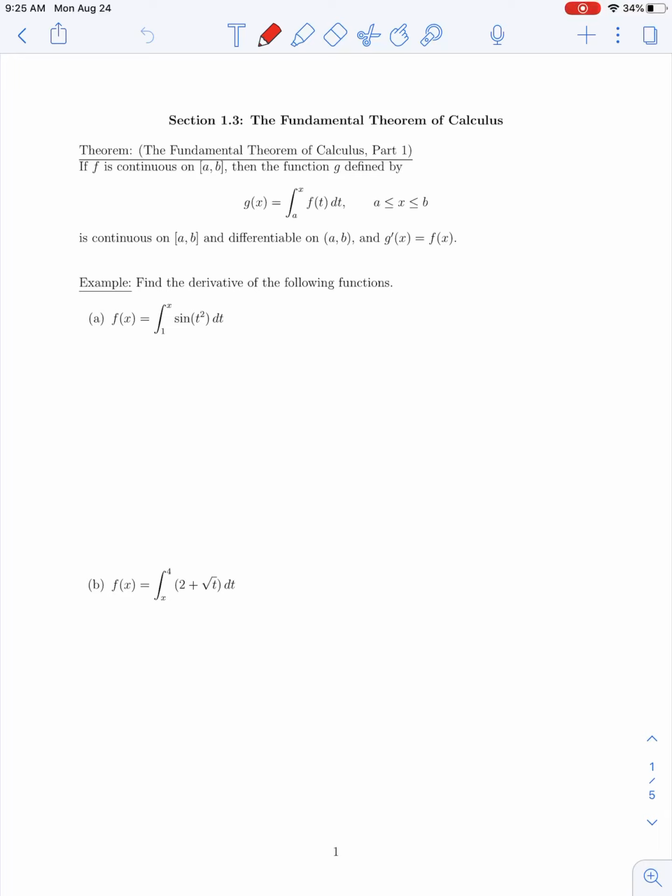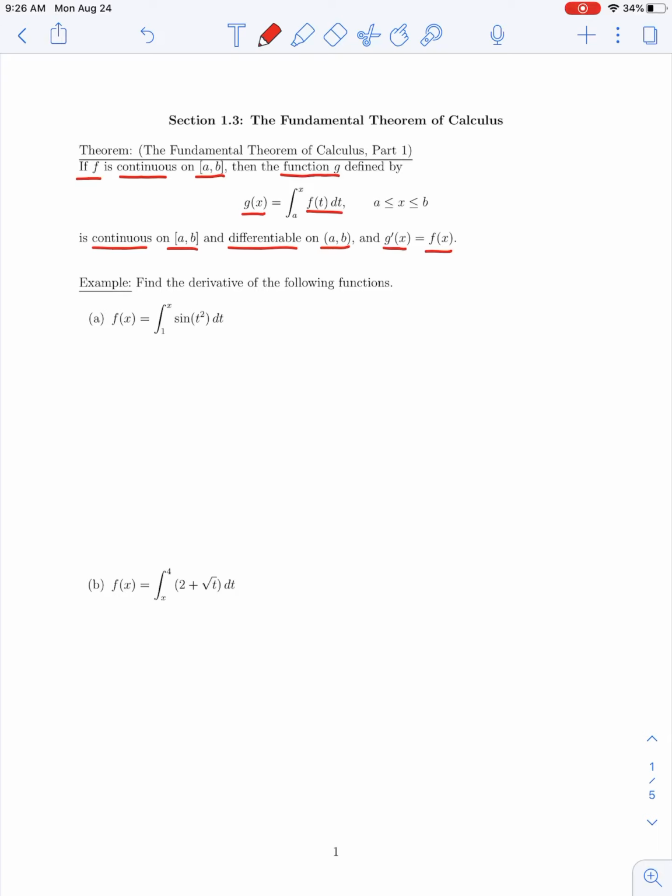following. If f is a continuous function on an interval from a to b, then the function g, which is defined as follows, g of x, which is the integral of f of t with respect to t, on the interval from a to x, is a continuous function on the interval from a to b, and it is differentiable on the open interval from a to b, and the derivative of this function g of x is f of x.